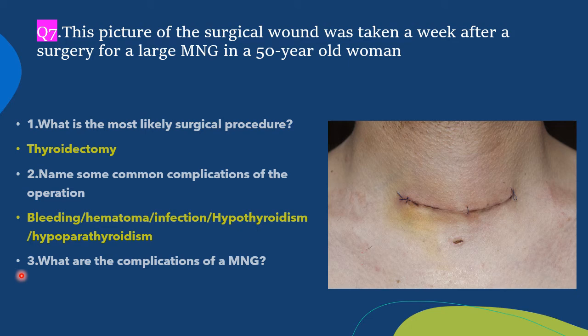Last question, what are the complications of a multinodular goiter? Pressure symptoms and malignant change. The pressure symptoms include hoarseness of voice, stridor, and dysphagia.